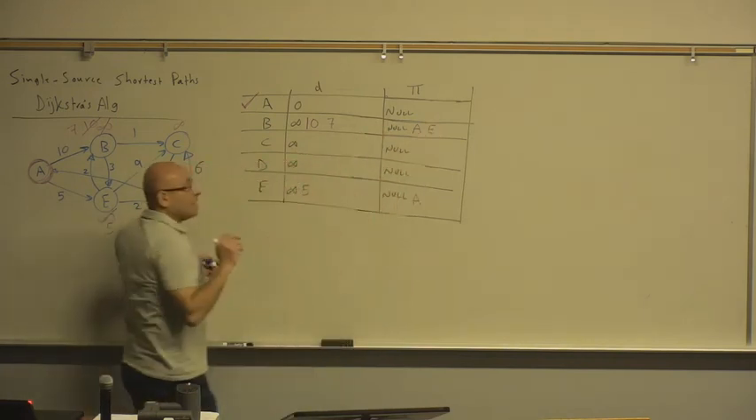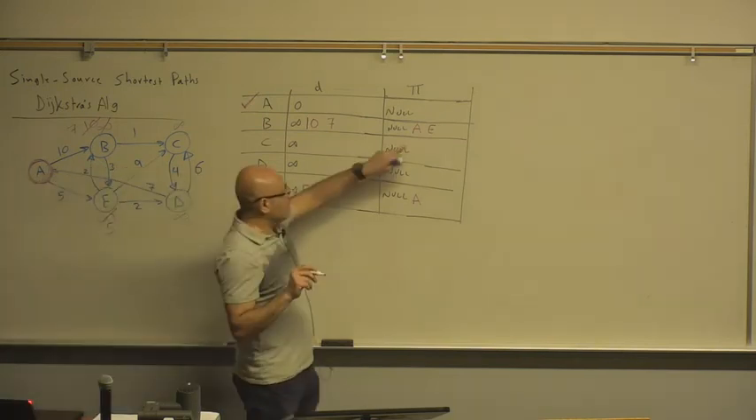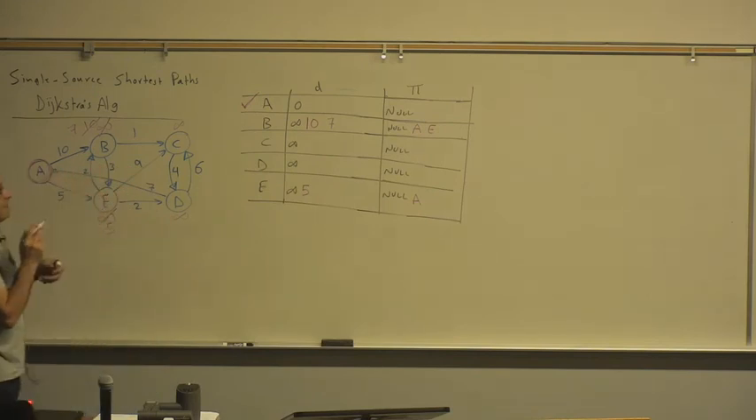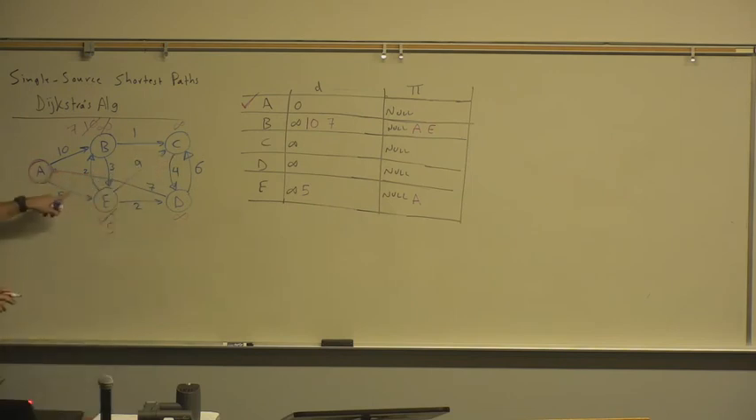So now I have discovered a new path to B that comes from E. So it doesn't come directly. The parent is the immediate predecessor of that vertex in the path, the vertex that precedes this vertex in the path. That's the definition of the parent. So now the parent of B is E. It's no longer A.